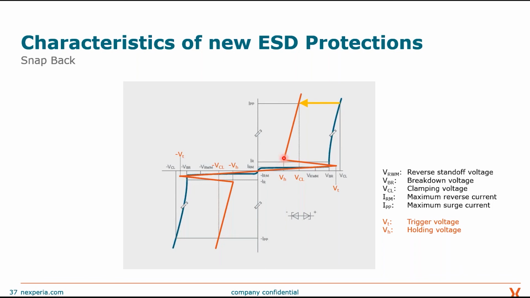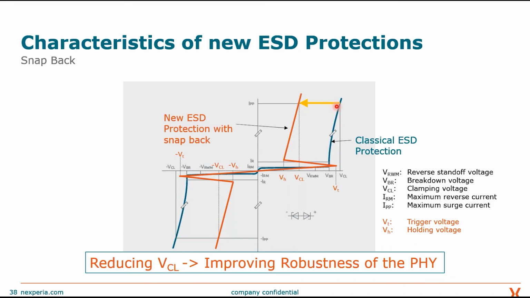And from this point of view, it then behaves with increasing voltage similar to a Zener. But the main difference between them is shown here with the yellow arrow. The benefit of having this snapback device is that you can lower your clamping voltage very significantly. And as we learned previously, the clamping voltage is the key to protect your IC. Having a very low clamping voltage means protecting your IC better.